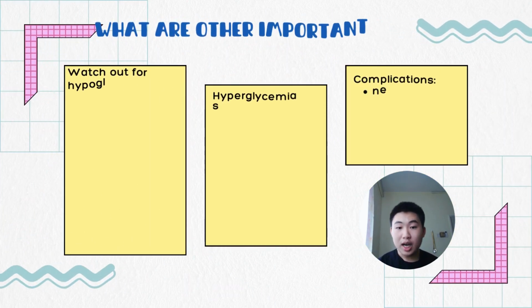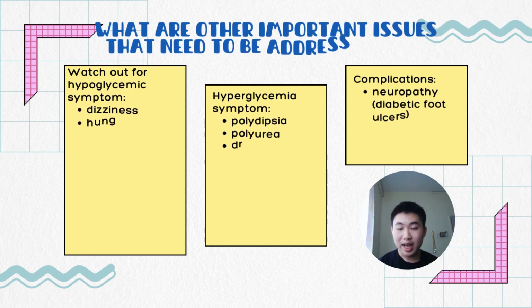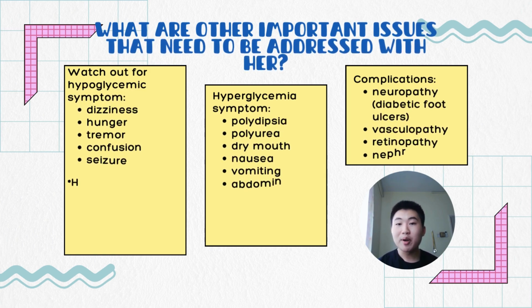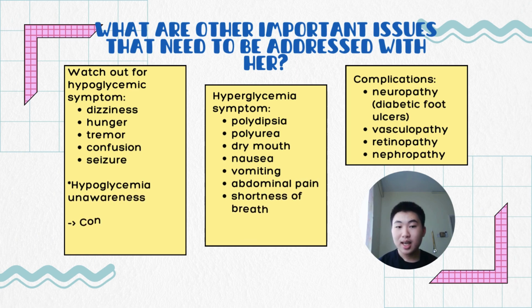We should also watch out for hypoglycemic symptoms such as dizziness, hunger, tremor, confusion, and seizures, as well as hyperglycemic symptoms such as polydipsia, polyuria, dry mouth, nausea, vomiting, abdominal pain, and shortness of breath. We should also manage any complications of diabetes mellitus, such as neuropathy, which may cause diabetic foot ulcers, vasculopathy, nephropathy, and retinopathy.